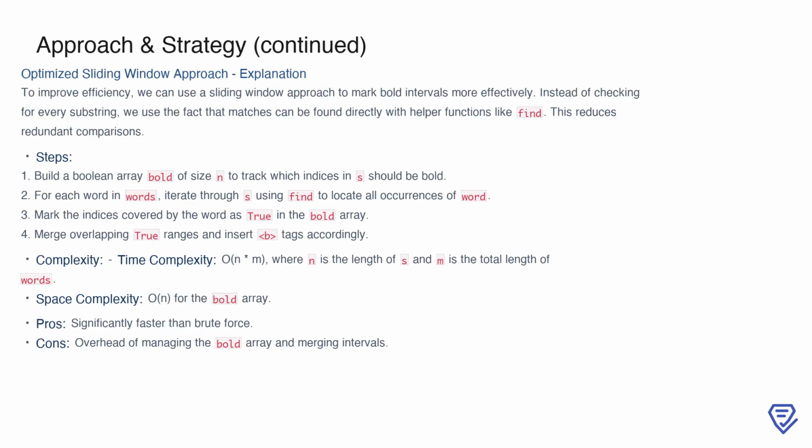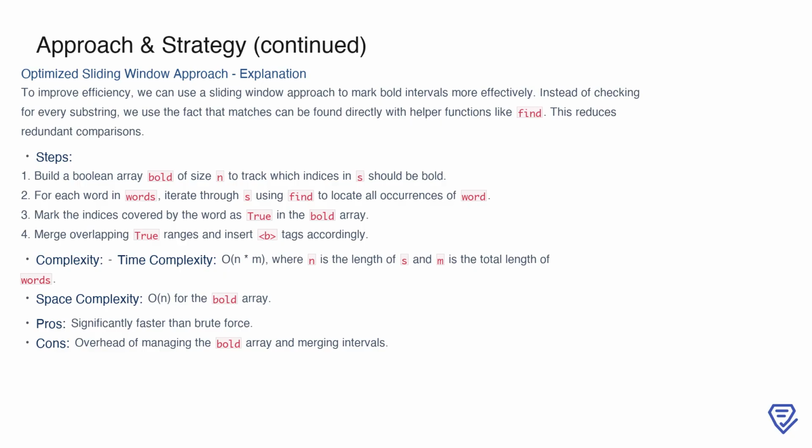To address the inefficiency of the brute force method, we can adopt an optimized sliding window approach that minimizes redundant comparisons. Instead of evaluating every substring, we directly locate matches using helper functions like find. The process begins by creating a Boolean array called bold, sized to match the length of the string s. This array is used to track which indices in the string should be bold.